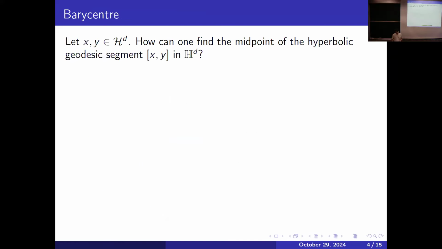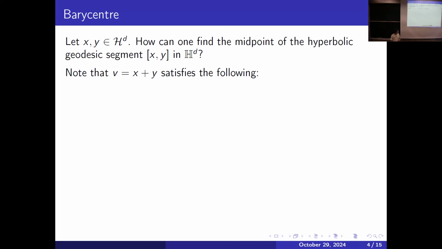Okay. Then another notion I'm going to use is the barycenter. The classical, simplest case of barycenter is just the midpoint of the segment, and let us consider this simplest case first. So the question is, how can one find the midpoint of the hyperbolic geodesic segment in H^n? I'm taking x and y in the hyperboloid in the vector model.